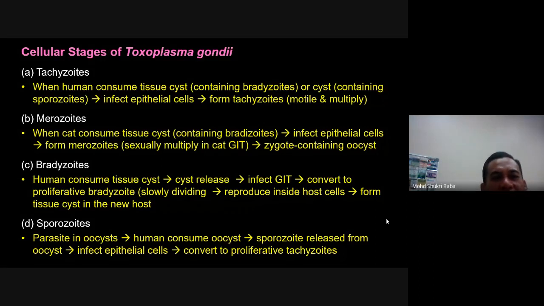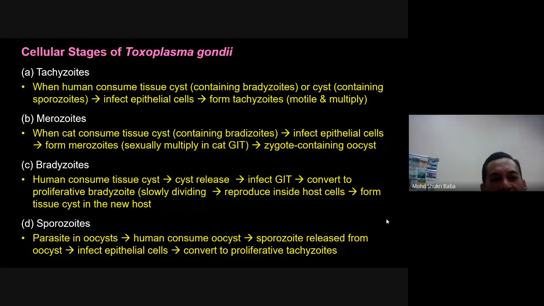Merozoid happen when cat consume tissue cyst containing bradyzoid and then infect epithelial cell and then they form the merozoid, which is merozoid ni initially will be sexual multiply in the cat gastrointestinal tract, and then from there dia akan bentuk zygote, which is mengandungi oocyst. Alright, so cat apabila consume tissue cyst lah. Alright, this is what happened.